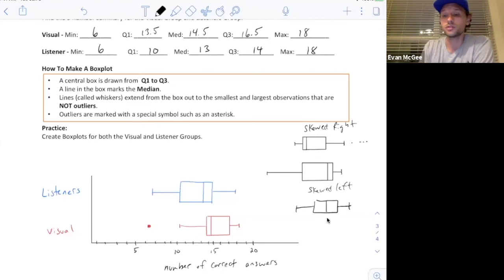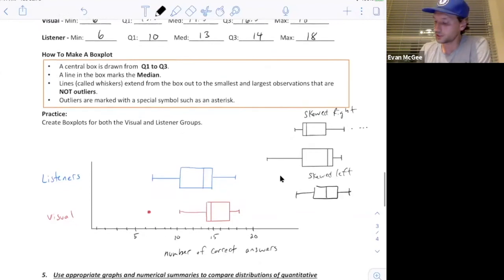Another way you can look for skewness is the distance from the median to the maximum. So if you look here, the distance from here to here is a lot shorter than here to here. And then look here, this one's skewed right. The distance from the median to the highest is a lot larger than the median to the lowest. So those are all the signs of skewness that you could see in a box plot.